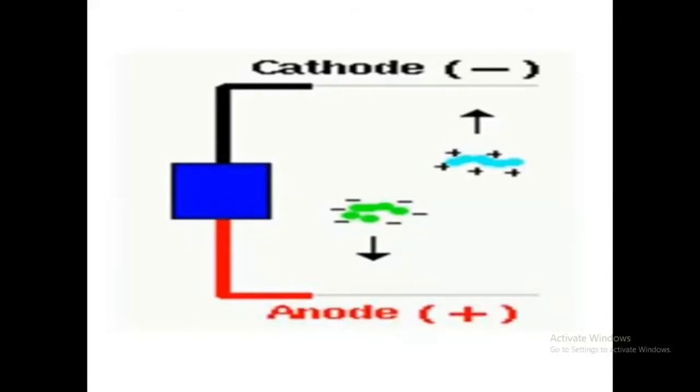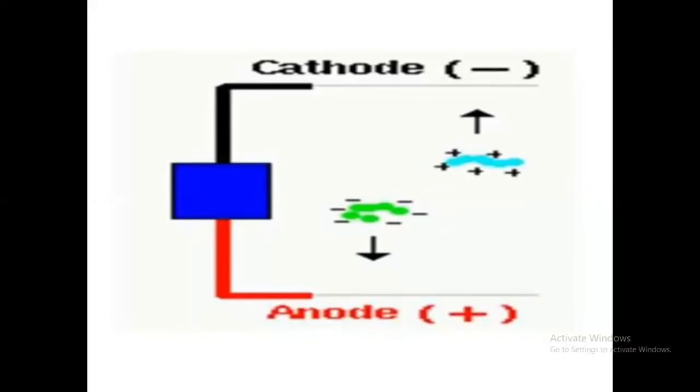Similarly, anions, represented in green color here, are moving towards the anode because the anode has positive charge. So simply what I conclude is, cations are attracted towards the cathode, anions are attracted towards the anode. So finally, you can separate the charged particles present in your sample solution or buffer solution. That is called electrophoresis.